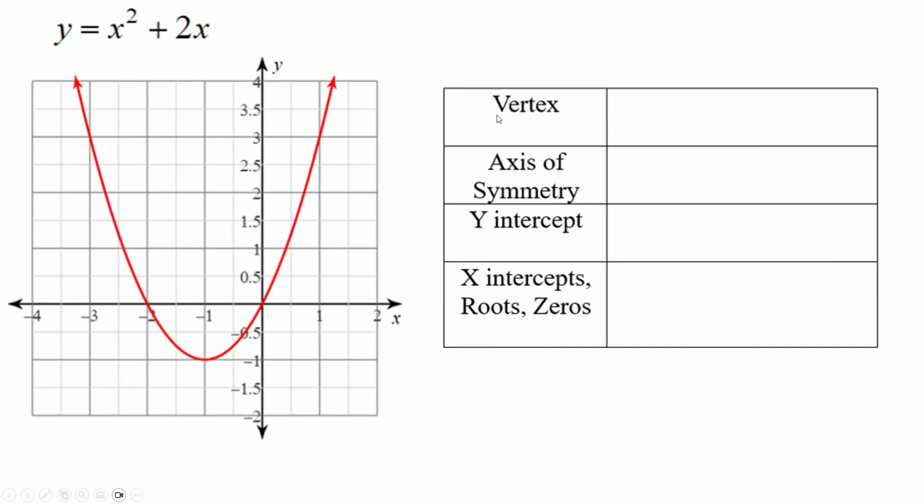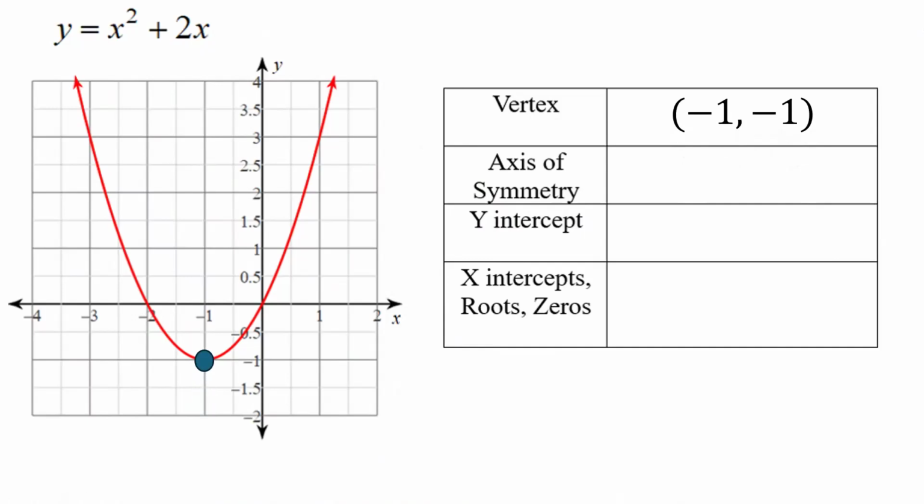Anyway, vertex. The vertex is the turning point. Follow this beautiful graph down until it starts turning and then put a point. There it is. What is that point? That is called the vertex point. Well, that would be -1, -1. I could also call that a minimum point, but I don't want to throw too many things at you.